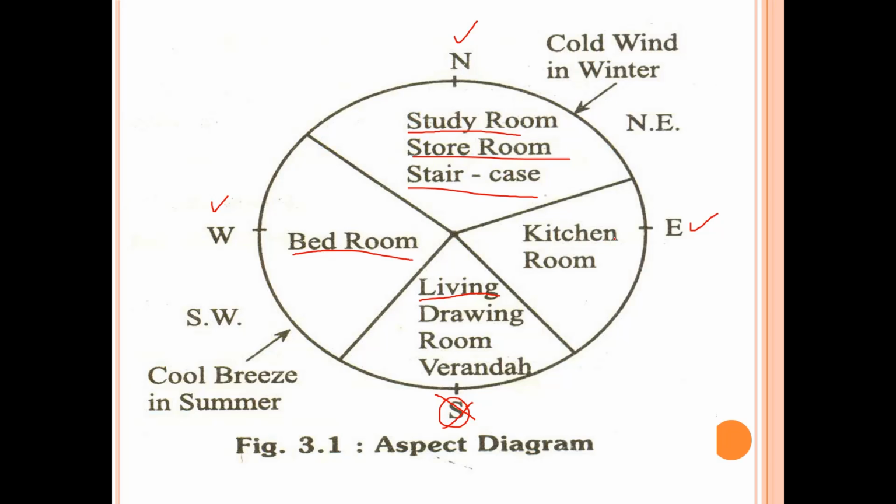Now the kitchen should be in the east direction because the sun rises from the east, and the kitchen window should be in the eastern direction so that the morning sunlight enters the kitchen. The morning sunlight has bactericidal properties, that is, it kills the bacteria in the kitchen in the morning and provides a good environment when we provide the kitchen to the east. So this is all about the aspect of each room.